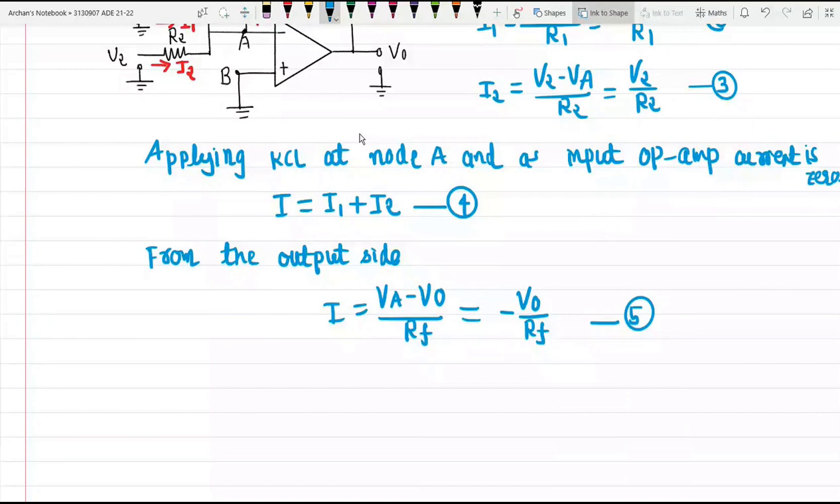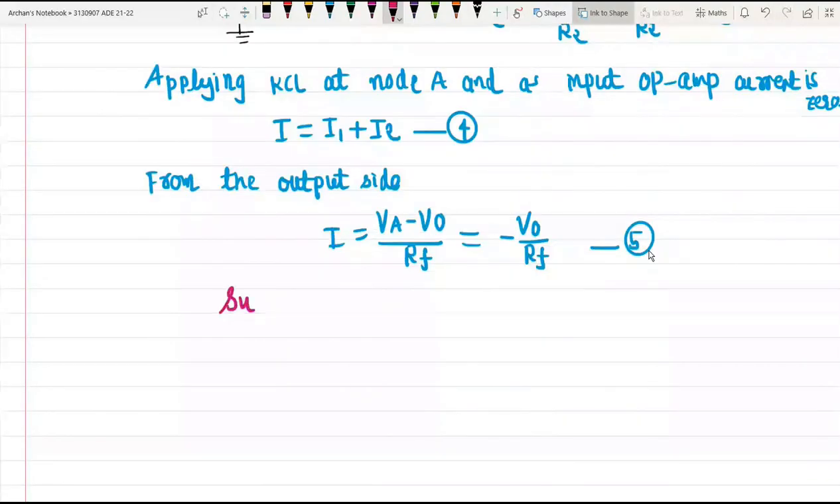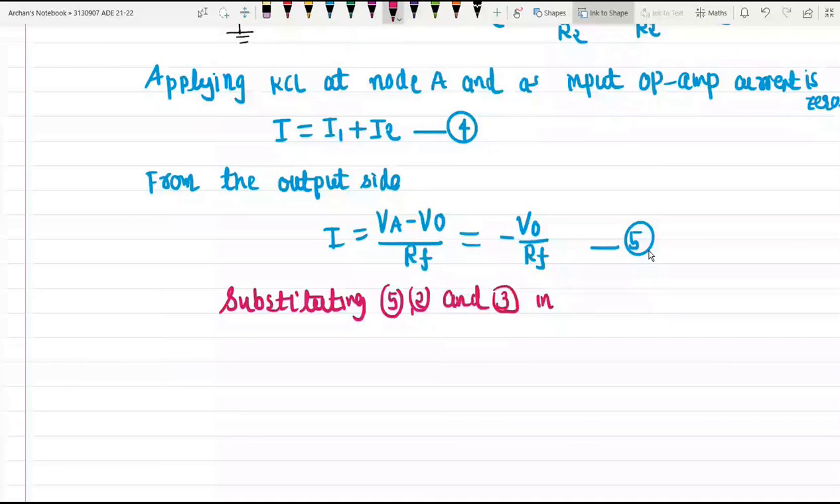So we have these equations of I, and we have the equations of I1 and I2 also. If we substitute the values of I, I1 and I2 from equation number 5, equation number 2 and equation number 3 in equation number 4, we will get minus V0 by RF is equal to V1 by R1 plus V2 by R2.